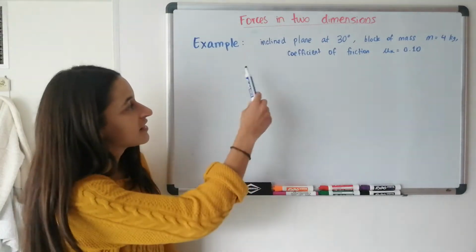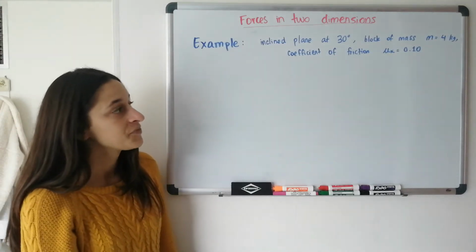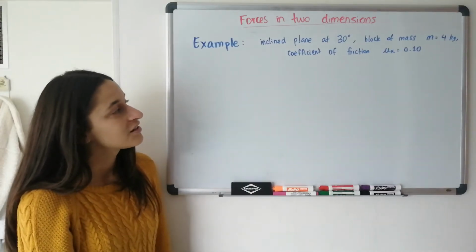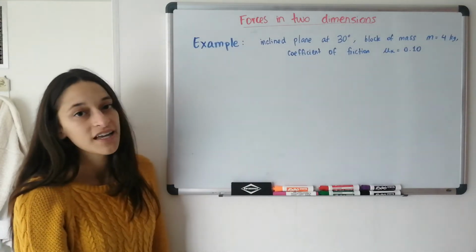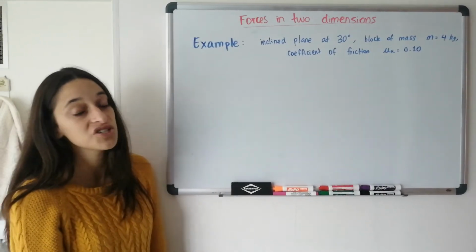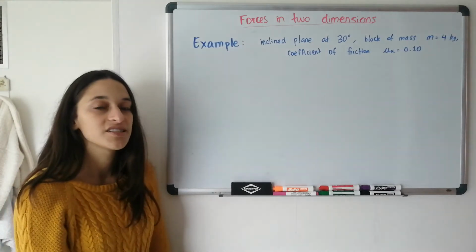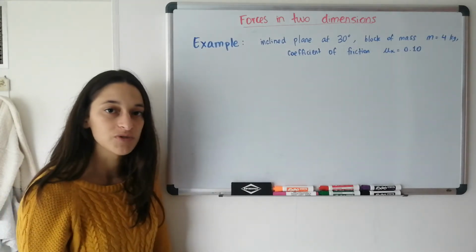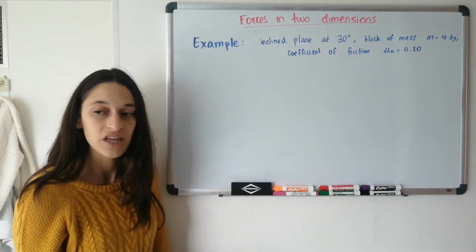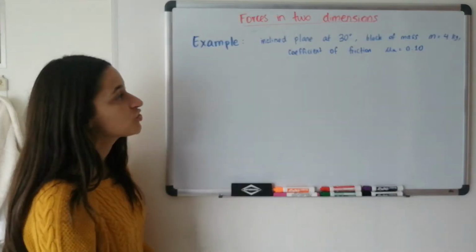So what we have is an inclined plane or a ramp that is inclined or slanted 30 degrees. And on top we have a block of mass 4 kilograms, and there is a coefficient of friction between the block and the ramp of 0.10. Kinetic friction coefficient is 0.10. So what we're looking for again is the acceleration of the block down the incline. We want to know if the block will start moving or if friction is too big, and if it will start moving, then at what acceleration. So we draw it first.